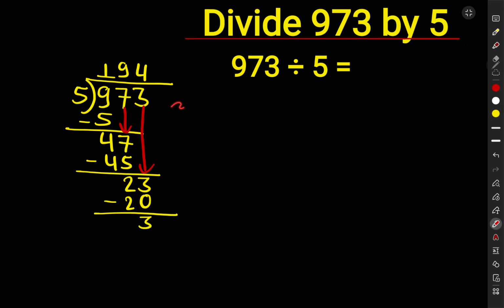So now we have no other number to put down. So we take a decimal here so that we put 0. So it is 30 and 5 times 6 is 30. On subtracting we get 0. So 973 divided by 5 is 194 decimal 6.